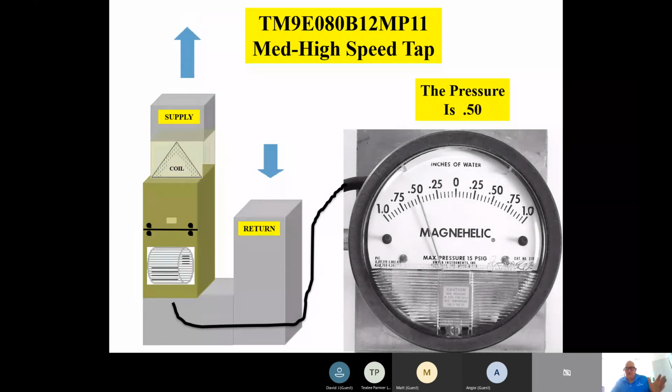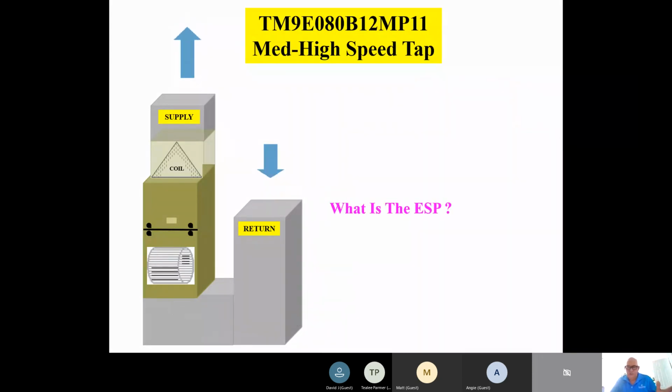Now, team, what we're going to do to get our total static, our external static, is add that 0.3 plus 0.5. That gives us a total of 0.8 inches of static. So referring to your furnace chart, that TM9E080 12 MP furnace, medium high speed tap, what's the CFM?